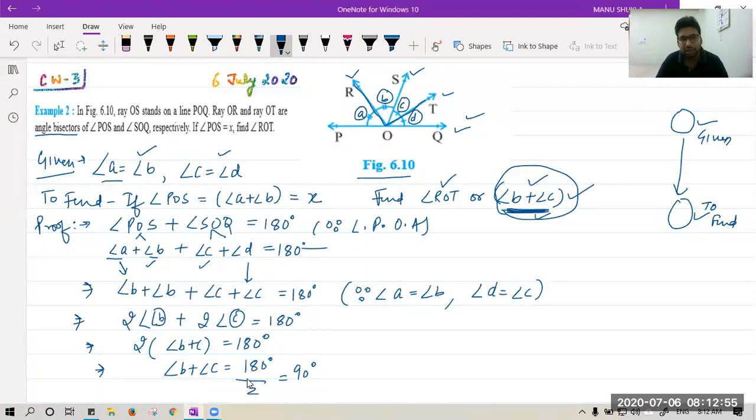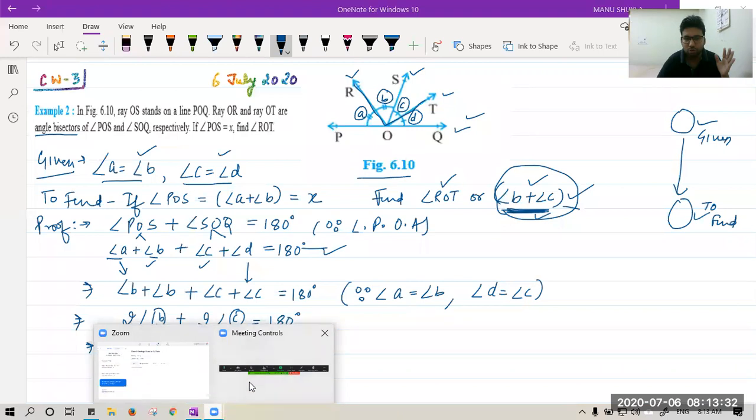You can see, given to us is angle A equal to angle B and C equal to D. How? Because RO and OT are angle bisectors. That is why I have this equation right now. Somehow I have to make it an equation only in terms of B and C. And to make that, I have replaced A with B as A is equal to B given in the question, and I have replaced D with C. That is why I got the complete equation in terms of B only and C only. I hope Moksh, you got it now.